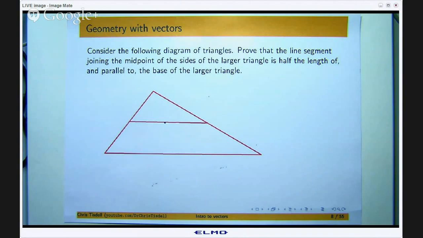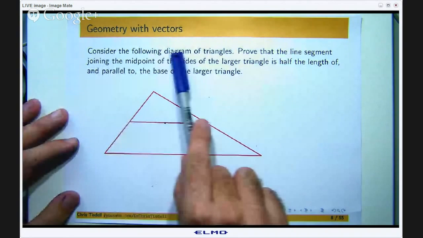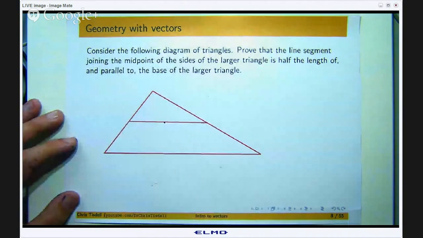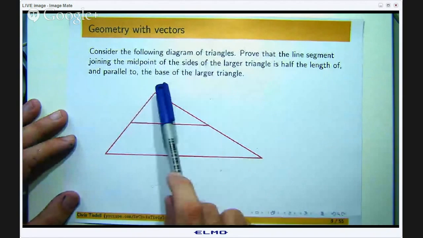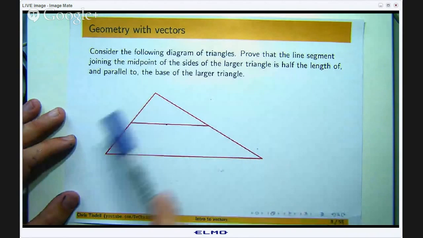Okay, so let's get down to the question. Consider the following diagram of triangles. You've got one big triangle, and a smaller triangle inside the bigger triangle. Prove that the line segment joining the midpoints of the sides of the larger triangle is half the length of and parallel to the base of the larger triangle.